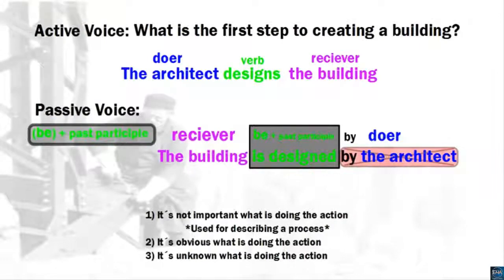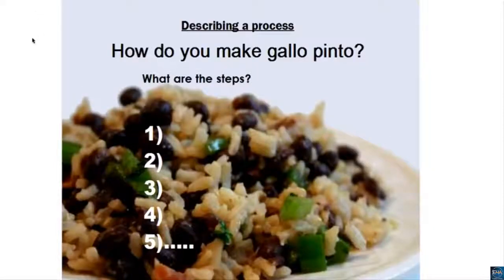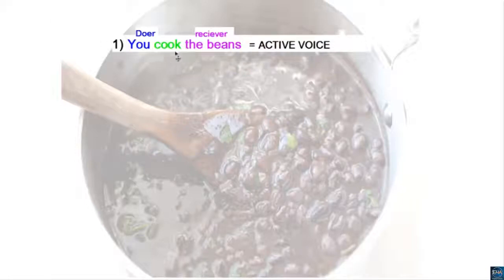Alright, very good. So, let's look at our grammar when we're describing a process. For example, how do you make gallo pinto? What are the steps? There are many steps when we make gallo pinto, but maybe the first step, and maybe the most important step, is that you cook the beans. Now this sentence is in the active voice because I'm using you, and that's the doer, because the doer cooks the beans, and the beans are the receiver. They're receiving this action.